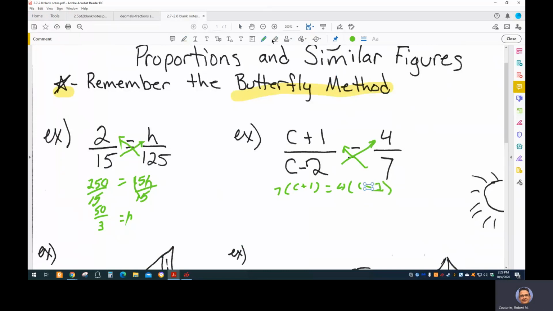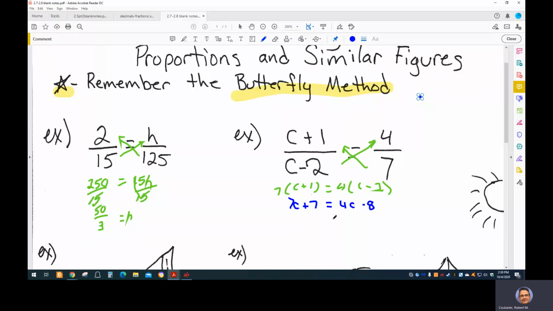Now, if we look at this, guys, we should be noticing to ourselves, oh, Mr. C, I can see that we are going to have to distribute. So 7 times C is a 7C. 7 times 1 is a 7. 4 times C is a 4C. 4 times negative 2 is negative 8.